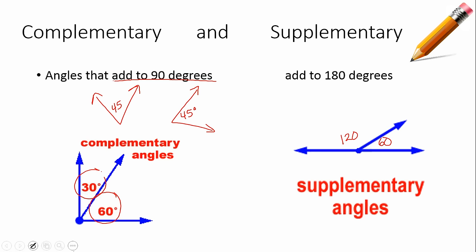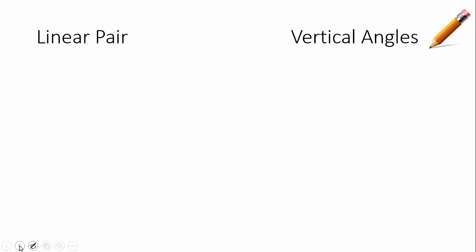The same thing applies to supplementary angles. So you can have one angle of 100 degrees, another one of 80 degrees, and you know what? It doesn't matter that they're not next to each other. They're still supplementary angles. Okay, let's take a look at the next two words, linear pair and vertical angle.